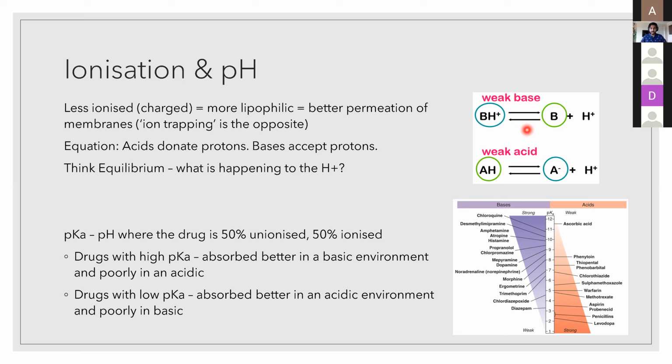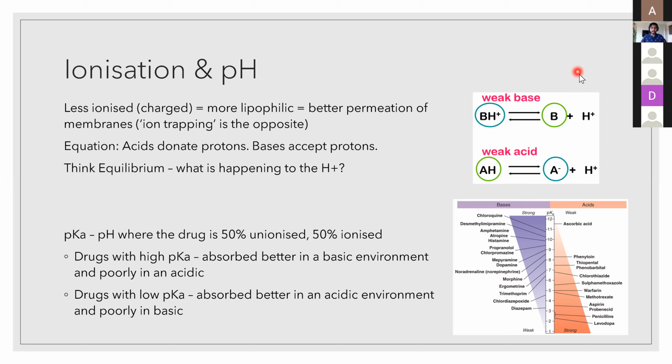Now let's have a look at acidic drugs, where the acidic drug here is drug A. Here it's unionized, and here it's ionized. So what happens in a basic environment? Let's start with that. There's less protons, so the equation will be driven to the right, and it'll be in an ionized state. Now, in an acidic environment, we have more protons here. The equation will be driven to the left, and it'll be more unionized.